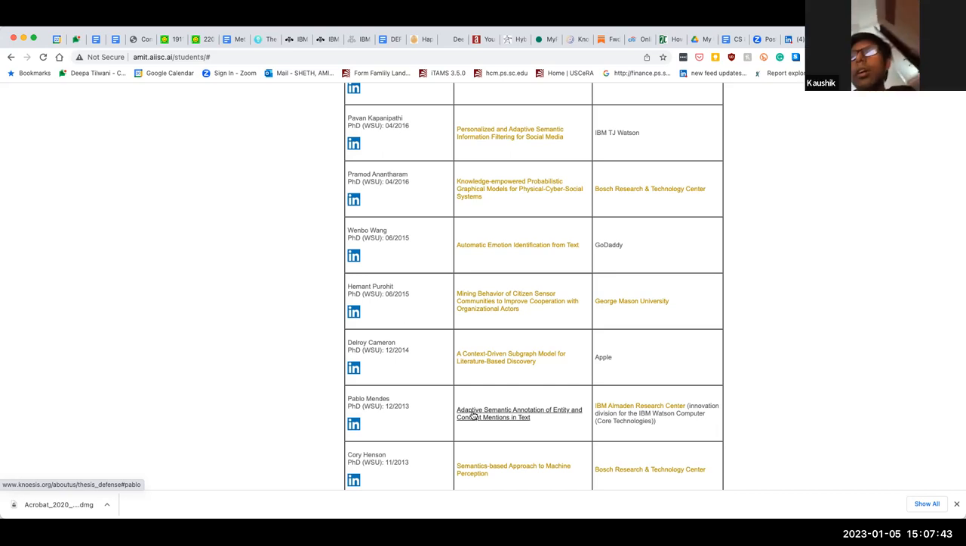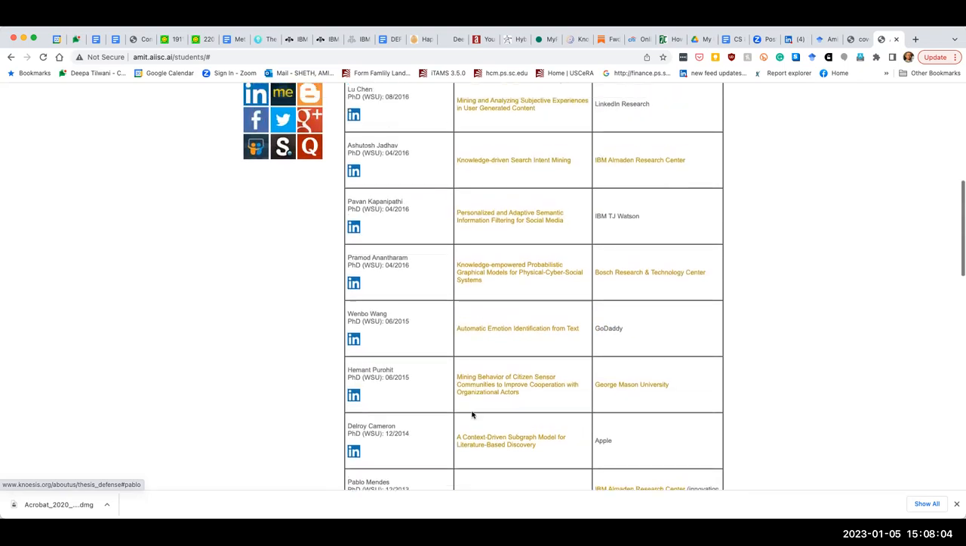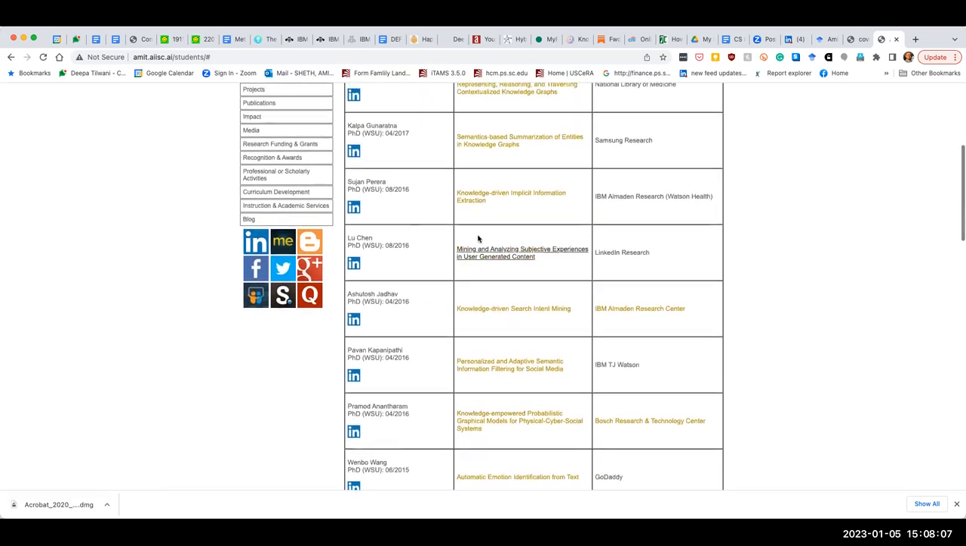Dr. Sheth, okay. I was reading Pablo's work, and there is some work on implicit entity extraction that may be relevant to the analogy task. I would guess that much of that was already covered by Sujan's dissertation, because it's all on knowledge-driven implicit information extraction. The whole thing was on that.